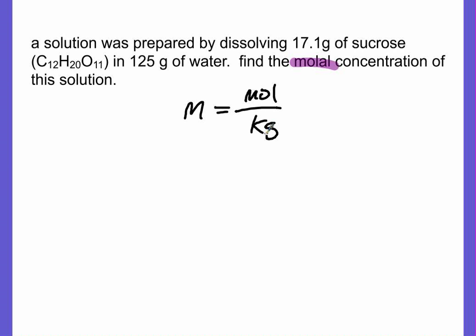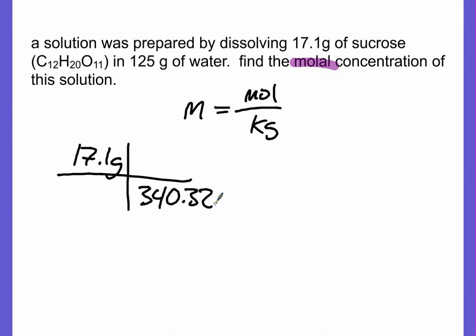So I have a couple things to do here. I don't have anything the way I want it to be. First I have to change 17.1 grams of sucrose into moles, because that's my solute. So then I'll have to know what the molar mass for sucrose is. Shouldn't take too long. 12 times 12.01 plus 22.20 for my hydrogens plus 11 times 16. So I have 342.32 grams per mole.